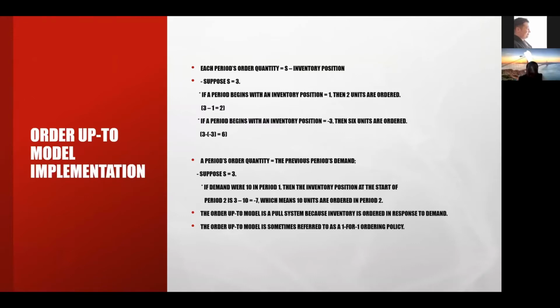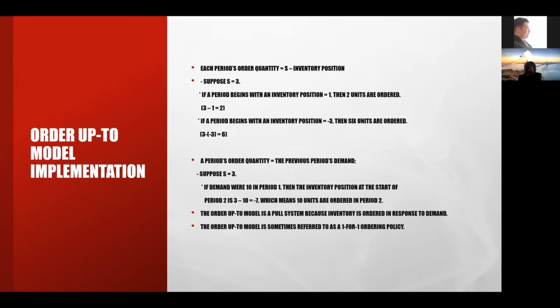Now we'll move to the implementation of this model. Say for example, each period the order quantity is S minus inventory position. And suppose our S is 3. That is the up to level. If we take an example of a model, we say our S is 3. If a period begins with an inventory position of 1, then 2 units are ordered, which is our up to level minus the inventory position.